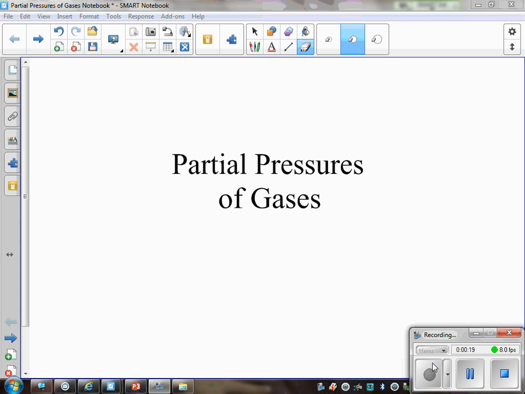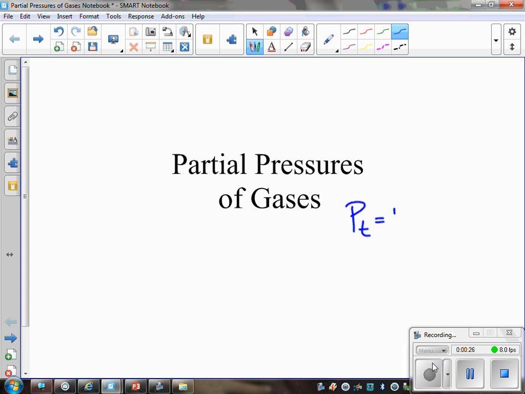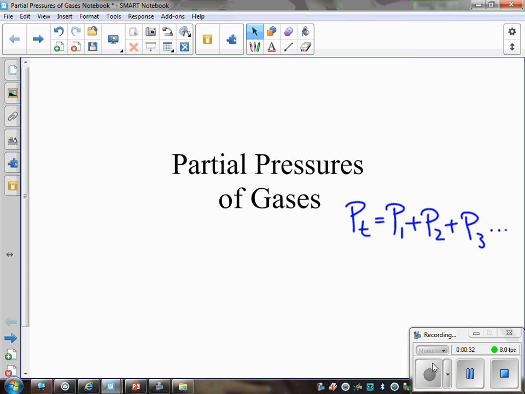It was a very simple, straightforward law that simply had the equation, PT is equal to P1 plus P2 plus P3. You can see this on your paper. And it just kind of continues on depending on how many parts you had to your mixture.